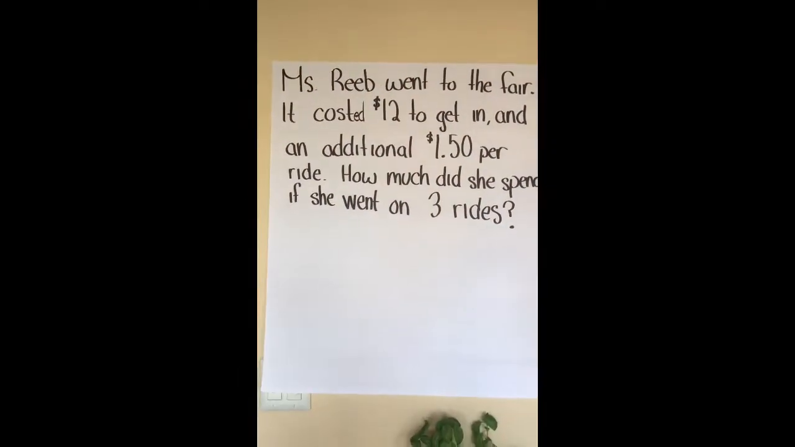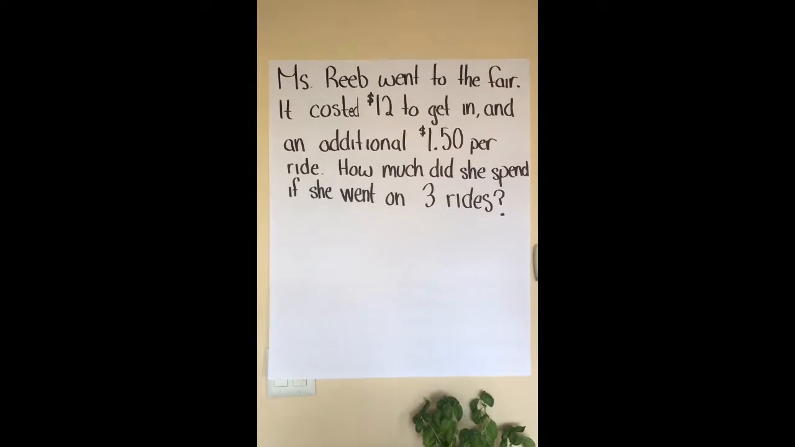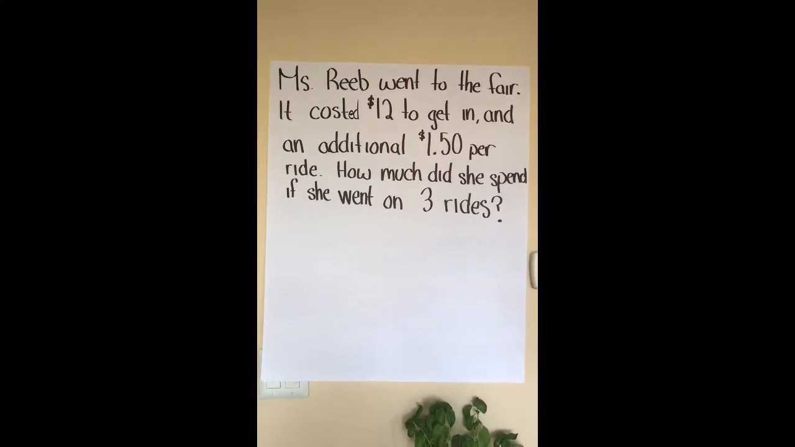Before I do the alligator problem, I want to start you off with something a little bit easier. So check out this problem. Miss Reeb went to the fair. It cost $12 to get in and an additional $1.50 per ride. How much did she spend if she went on 3 rides? If we look at this problem, we can figure out our initial value, our rate, what our x stands for, what our y stands for, and maybe we can put it on a graph that helps us visualize. So let's take a look.